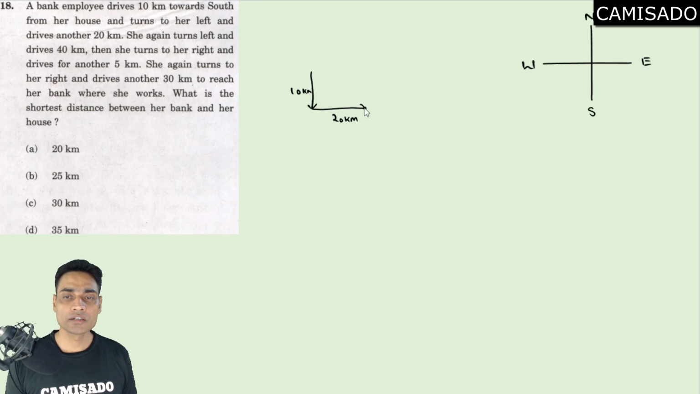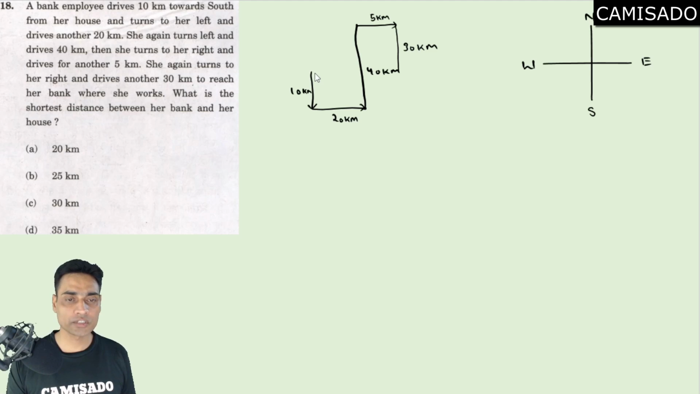Then she again turns left and drives 40 kilometers. The line is not straight, sorry. So this is your 40 kilometers. Then she turns to her right and drives another 5 kilometers. This is the 5 kilometers. She turns again to her right and drives another 30 kilometers to reach her bank where she works. What is the shortest distance between her bank and her house?